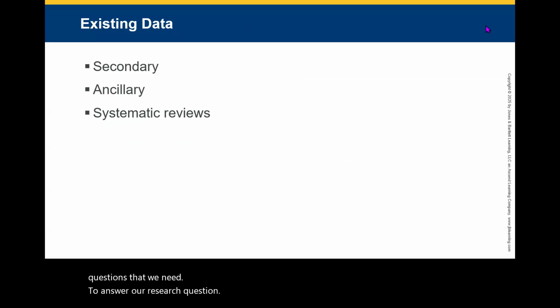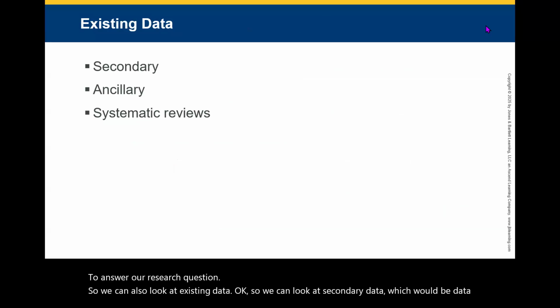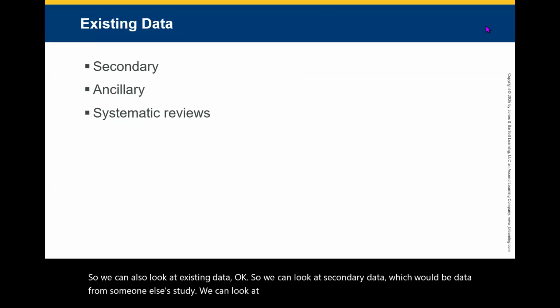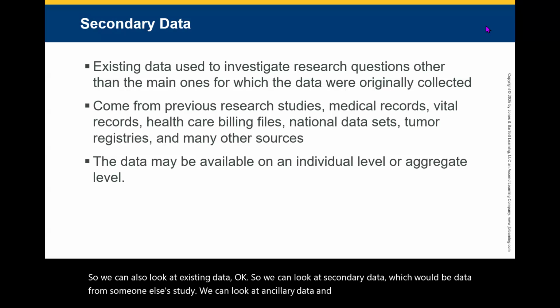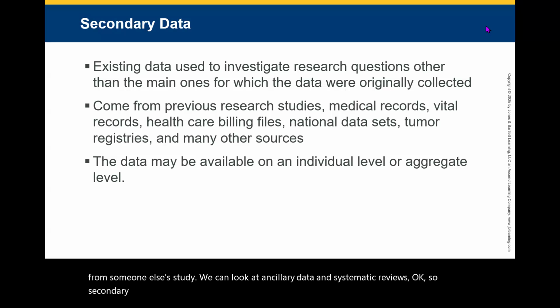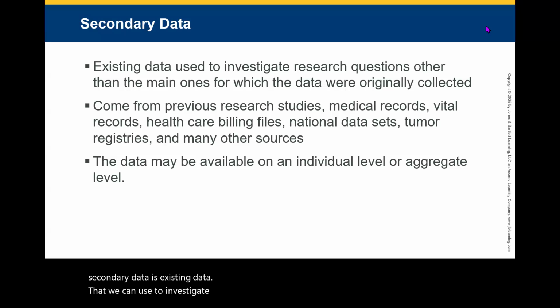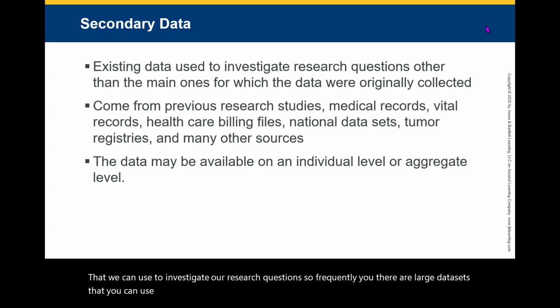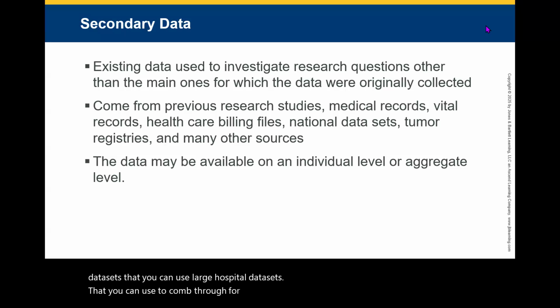So we can also look at existing data. Okay, so we can look at secondary data, which would be data from someone else's study. We can look at ancillary data and systematic reviews. Okay, so secondary data is existing data that we can use to investigate our research questions. So frequently, there are large data sets, large hospital data sets, that you can use to comb through for your particular research study.